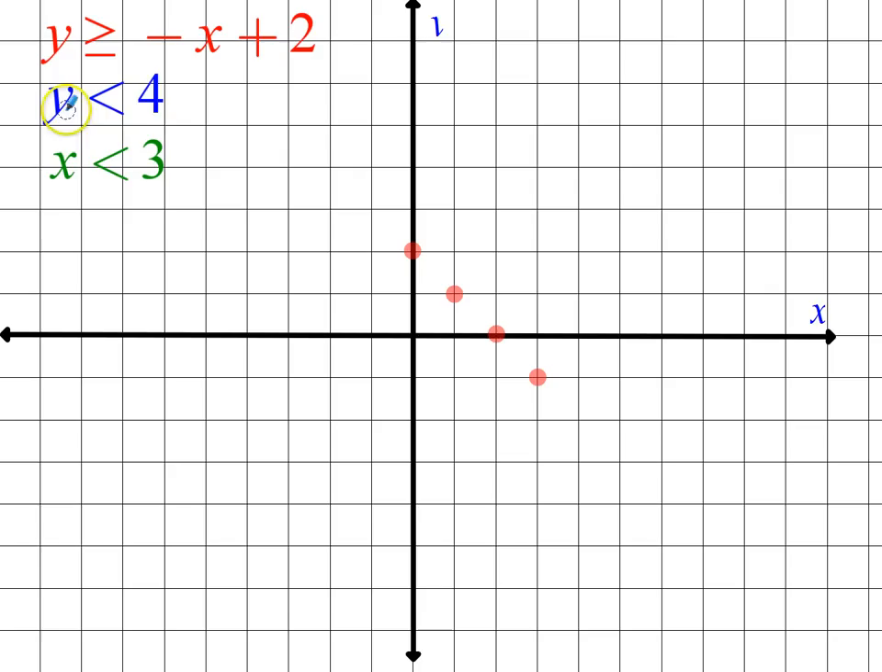Let's go ahead and I'm just going to say where is y = 4? So that would be here. It would be a horizontal line there. And then where is x less than 3? Let's do green. So I know that x is 3. That would be here. Oops, it's supposed to be green. There we go. Now I'm just going to skip a couple and come up here, go down there.